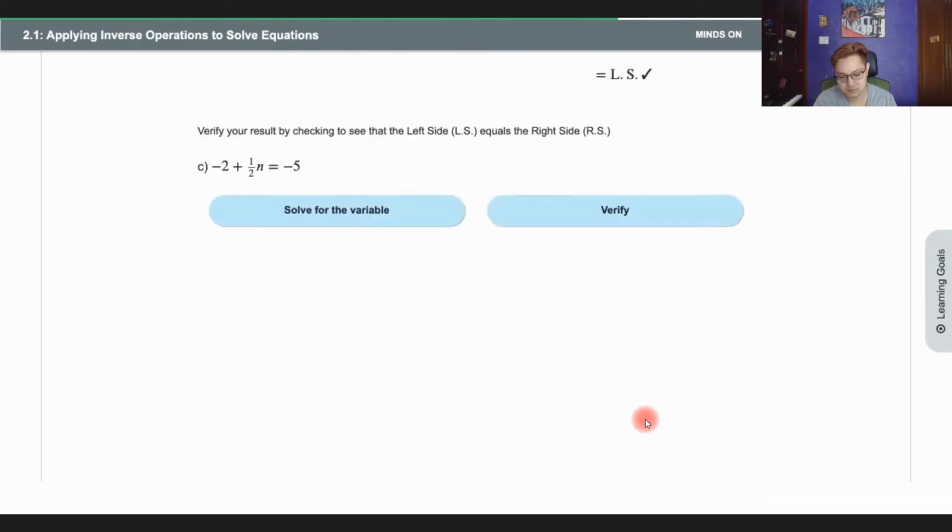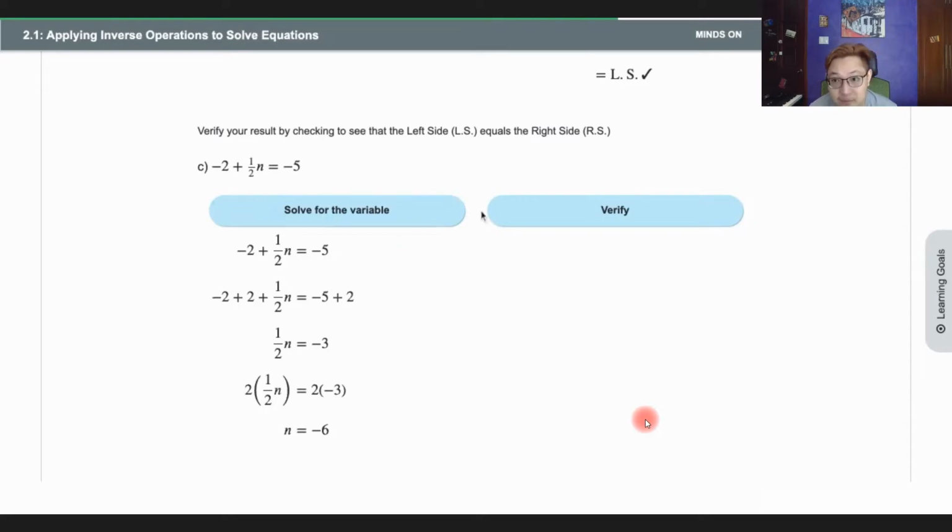And then there's negative 2 plus 1/2 n equals negative 5. So you just bring the 2 over. Yes, it's gonna be minus 3 there, and then minus 6.